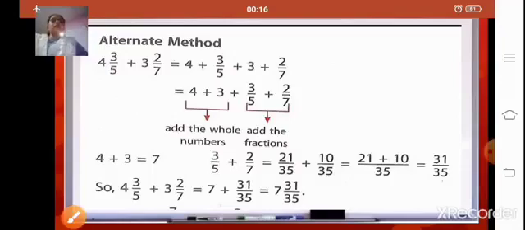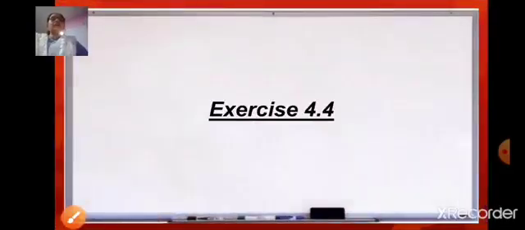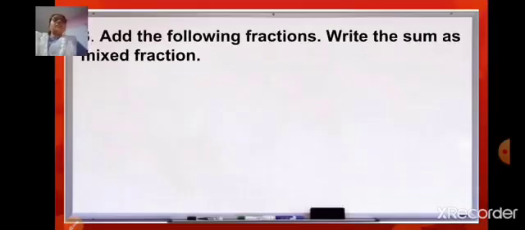So let us continue with the exercise sums. Exercise 4.4. Add the following fractions and write the sum as mixed fraction. That is, after adding, you have to write the sum as a mixed fraction. Okay. So let us start with the first sum. 2 whole 3 upon 5 plus 2 whole 4 upon 7.